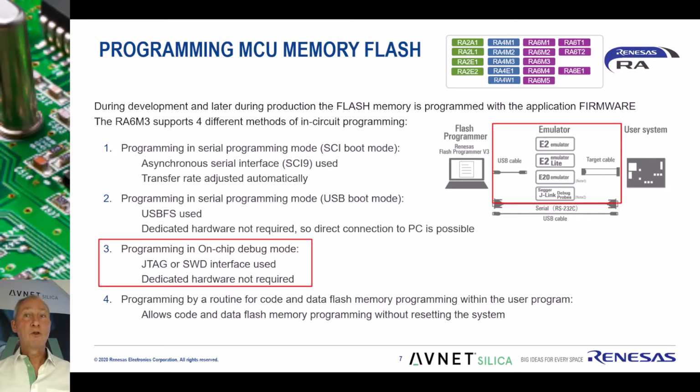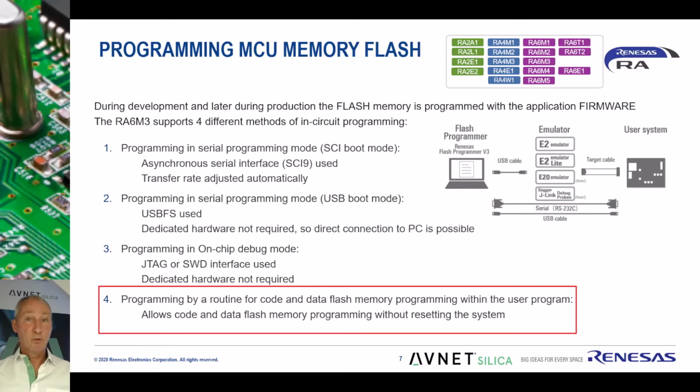Method 3 makes use of the debug port, either JTAG or single wire debug, and makes use of an external debugger. And method 4 makes use of an internal routine and enables the microcontroller to reprogram itself once a firmware update has been received. That's what we're talking about in this video.